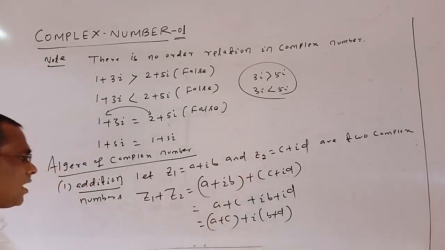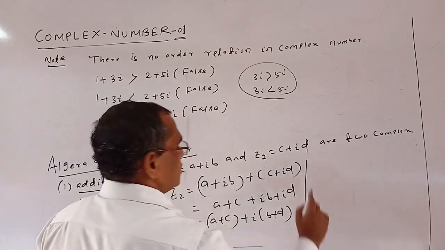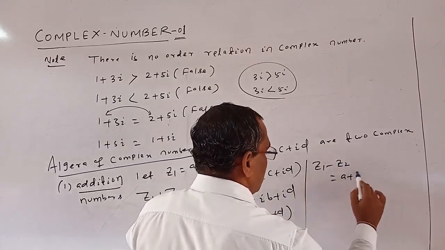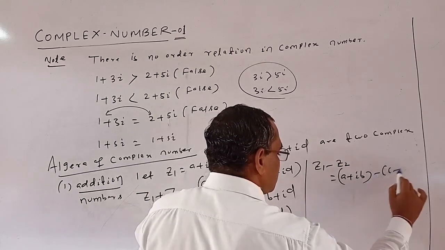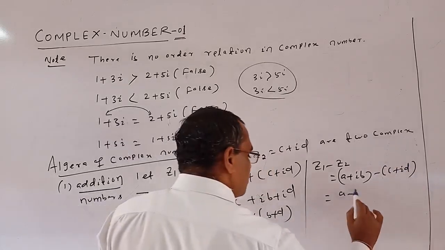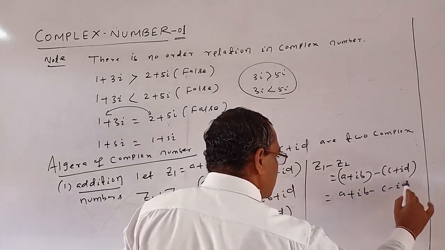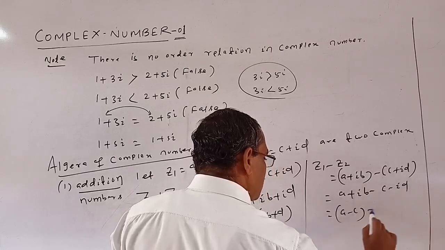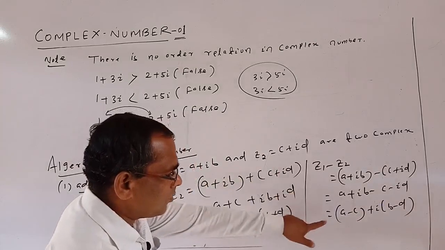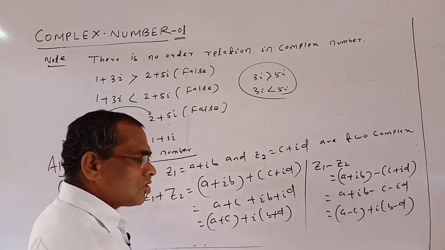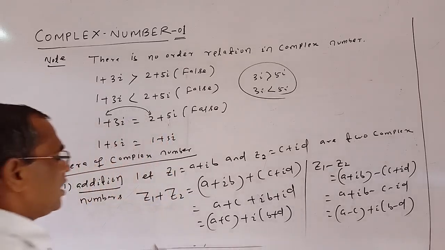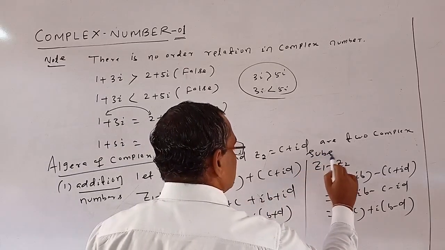Similarly, z1 minus z2, subtraction: z1 minus z2 equals a plus ib minus c plus id. So you have a plus ib minus c minus id, and this is a minus c plus i into b minus d. So this is also of the form a plus ib, and subtraction of two complex numbers is also again a complex number. Now this is the addition and this is the subtraction.